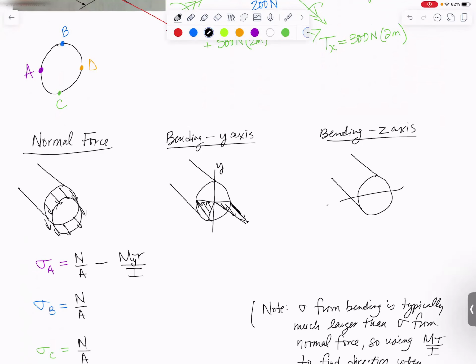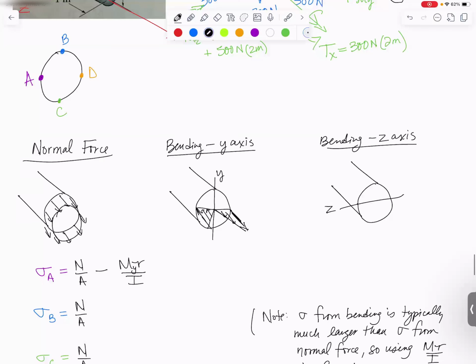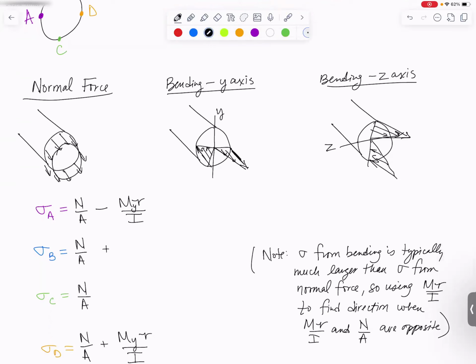So there's my Y axis. Here is my Z axis where there is no stress. And what did I just say? Tension at the top, compression at the bottom. So we're going to have tension and compression, and those are going to go down to 0 at the middle. Something like that. So tension on the top, compression on the bottom, 0 at the middle. So at point B, I said I have tension, so I'm going to add at point B, moment about the Z axis times how far we are from the Z axis, which is R, over I. And then at the bottom, at point C, we'll have minus Mz R over I.